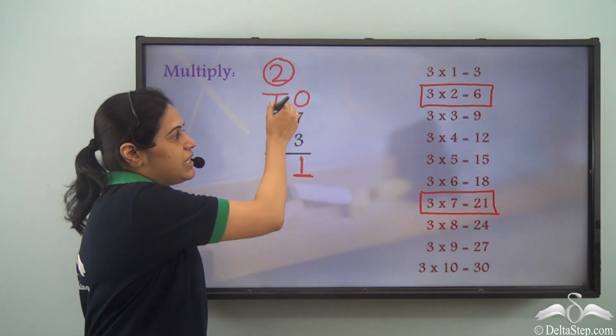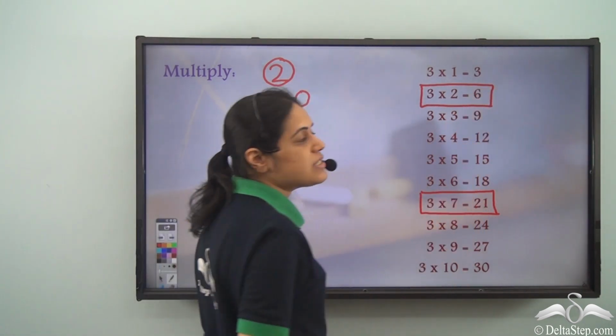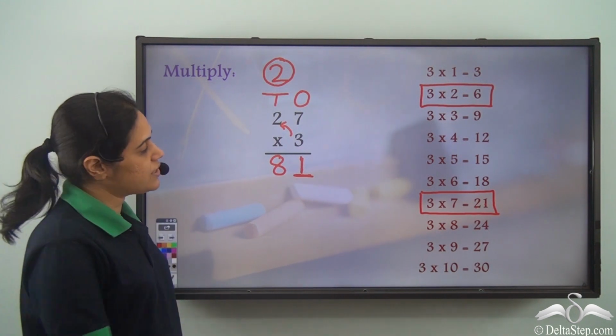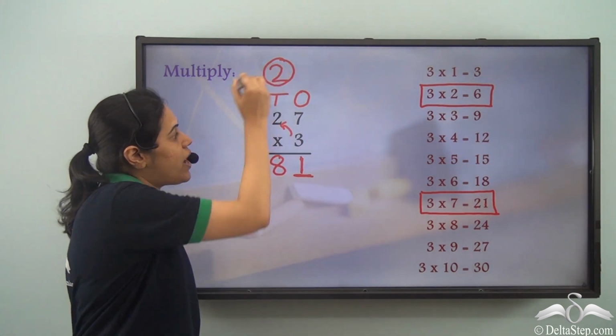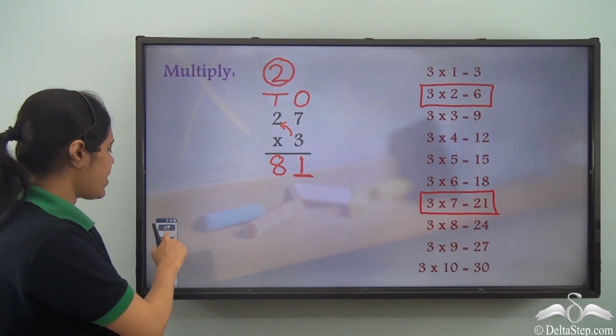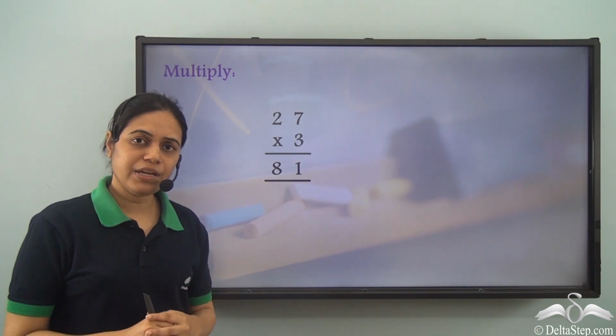So 3 multiplied by the tens digit, which is 2, whatever is the answer, that is 6 in this case, I need to add the carry to it. So I need to add 2 to it. So I get 81 as the answer. But why is this happening?